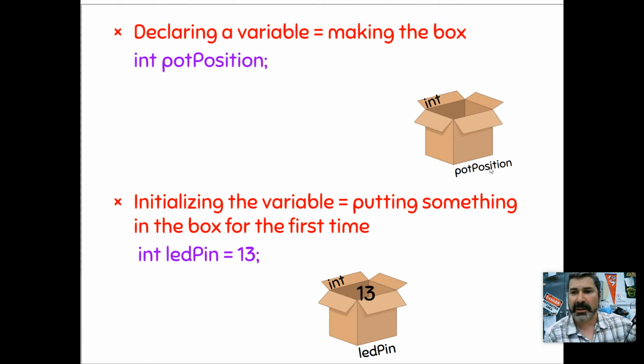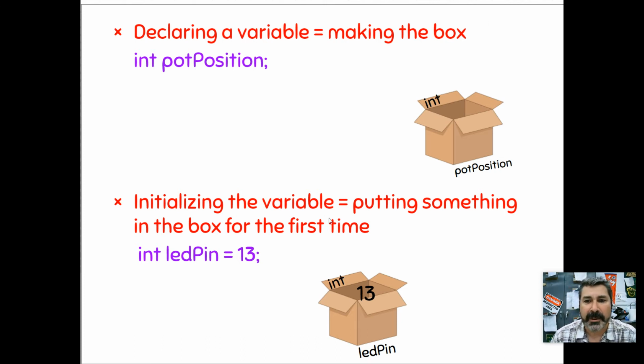We're going to store it in that box called pot position. Okay, so we have our space in the RAM. The only thing that can go into that box is a whole number. If we try to put a decimal in there, nope. If we try to put a string in there, no. If we try to put a Boolean true or false in there, nope. The only thing that can go in there is a whole number.